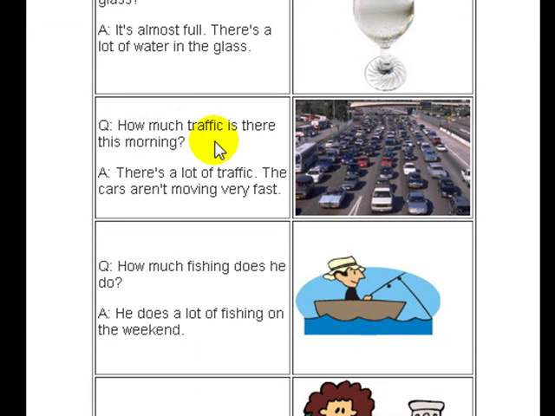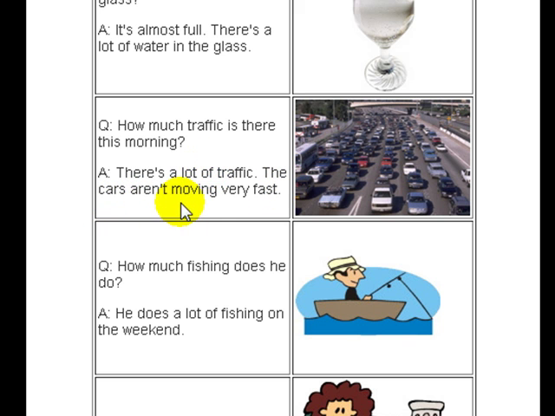How much traffic is there this morning? Well, like most cities, you can see there is a lot of traffic. Okay? And I use the word a lot. There's a lot of traffic. We could also say there is much traffic. A lot of means much. There's much traffic. There is a lot of traffic.